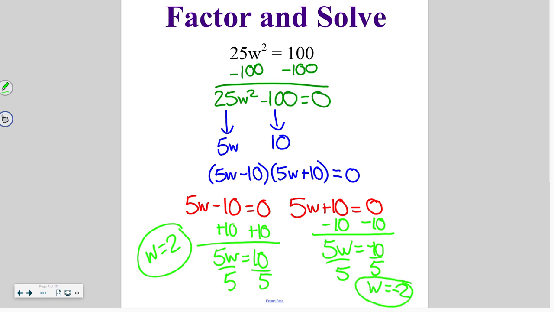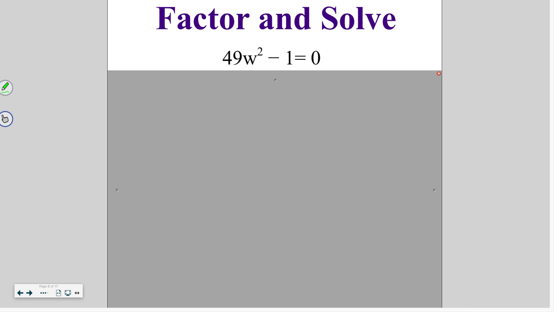So I still get 2 answers. We are just going to use this unique factoring method for this particular type of problem. Go ahead and try this one on your own.